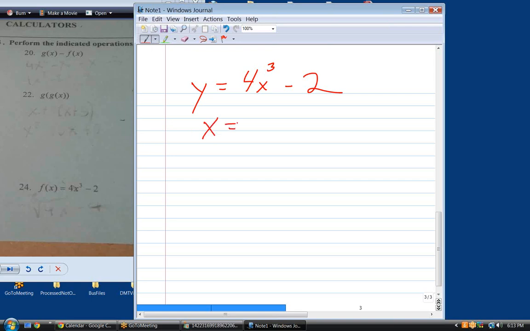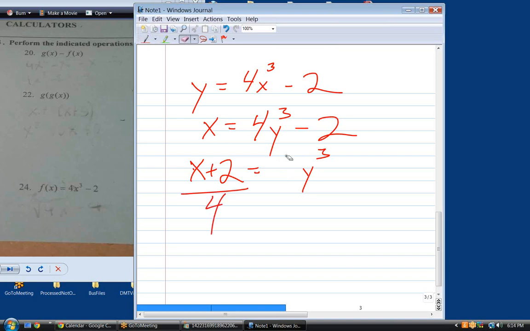X equals 4y cubed minus 2. Now solve that for y. So check or add 2 to both sides. So x plus 2 equals 4y cubed. Then divide both sides by 4. And then take the cube root of both sides.